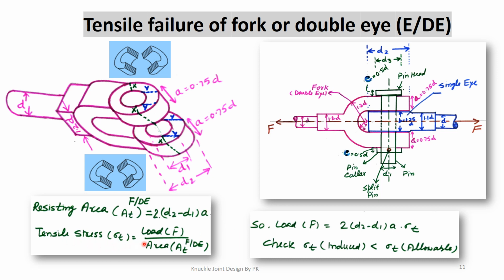We know the value of the tensile stress. The tensile stress sigma t should be equal to load divided by the tensile failure area. So from here the load F should be equal to sigma t multiplied by the area resisting tensile failure. So the resisting area is 2 bracket (d2 minus d1) into a, into sigma t. In this equation we know the values of F, d2, d1 and a, so we find the value of sigma t induced. Check that the sigma t induced value should be less than the sigma t allowable stress. If this criterion is met, then our design is safe up to here.